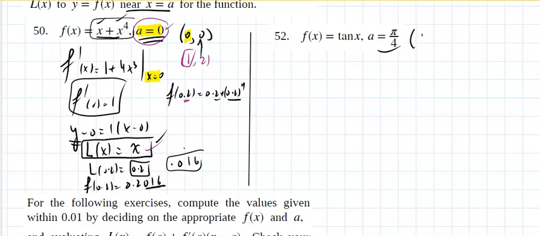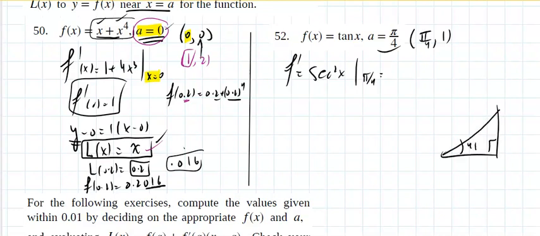Here, if x equal pi over 4 or 45 degrees, tangent is 1. And the slope of the tangent is simply the derivative. Derivative of tangent is secant squared of x evaluated at pi over 4. And that will be 1 over, let me see, what is that? That's secant. That's radical 2. So here, really quick. If you're talking about 45 degrees, that's 1, that's radical 2. So secant is the hypotenuse over the adjacent. That's radical 2 squared, which is simply 2.